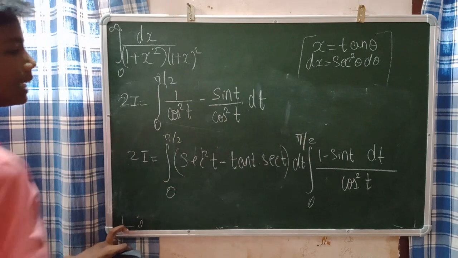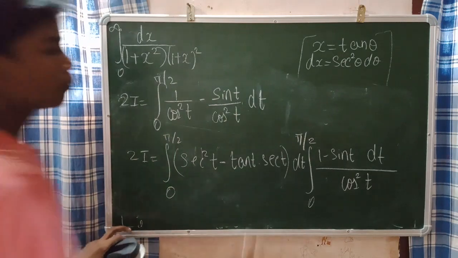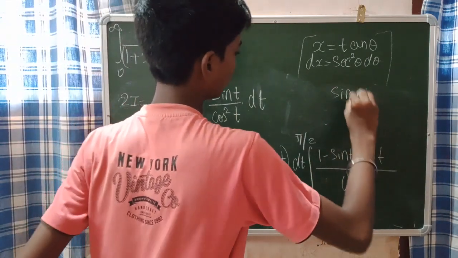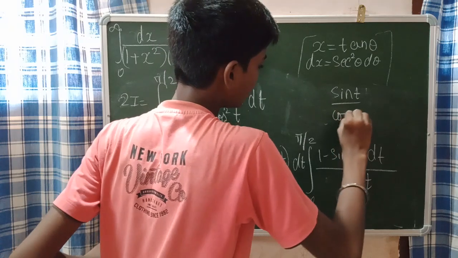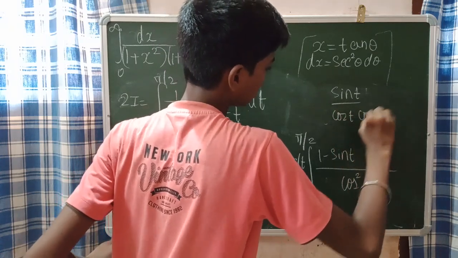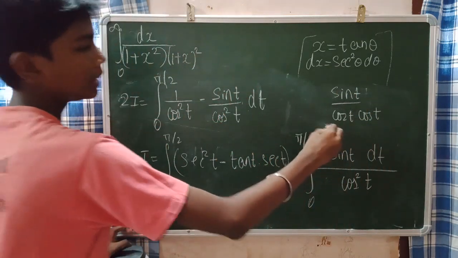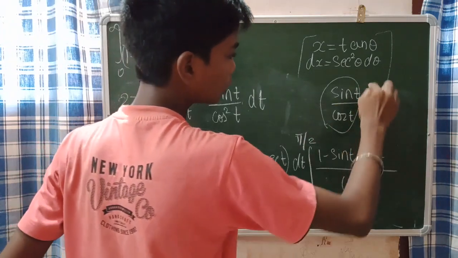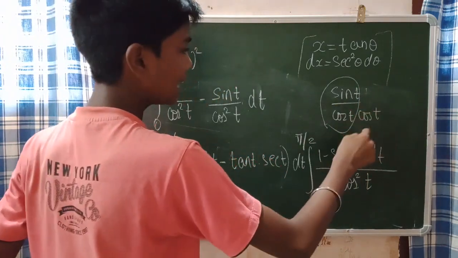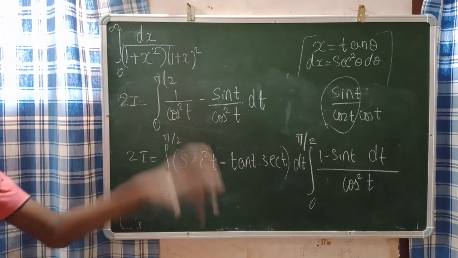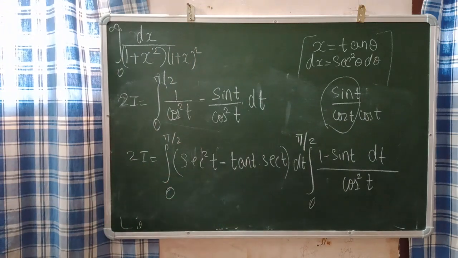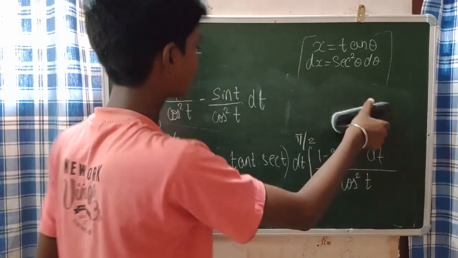How is sin t by cos square t equal to tan t into secant t? I can write sin t by cos square t as sin t by cos t into 1 by cos t. Sin t by cos t is tan t, and 1 by cos t is secant t. So tan t into secant t, that's how I wrote. It's very basic, guys.